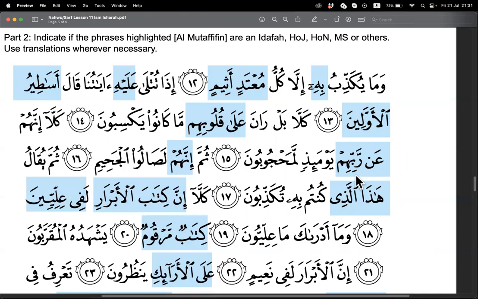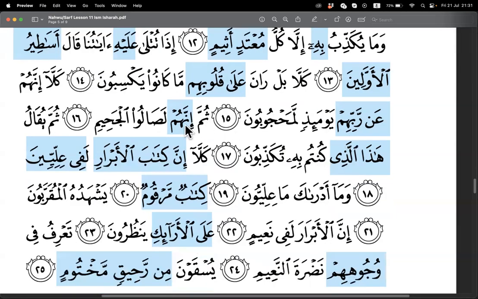Rabbihim. An is half of jar, and Rabbi is the majrur. And Rabbi and him, Rabbi is mudhaf and him is mudhaf ilaihi. Good. Innahum we did already.